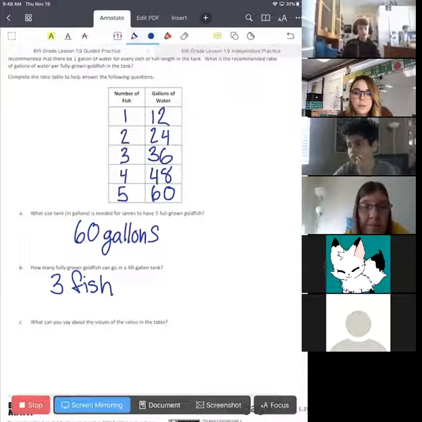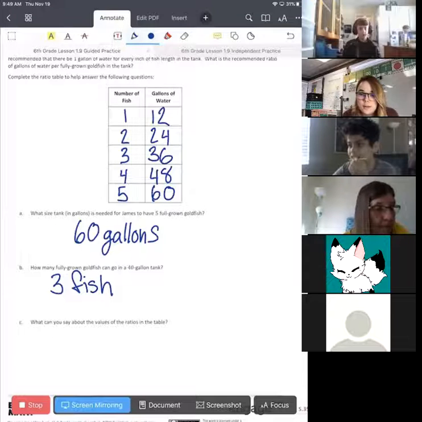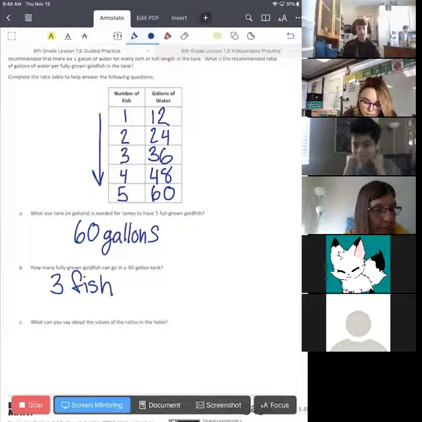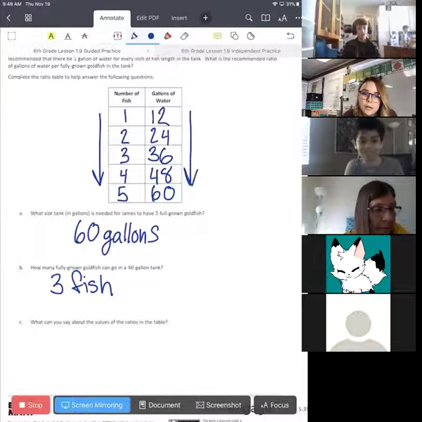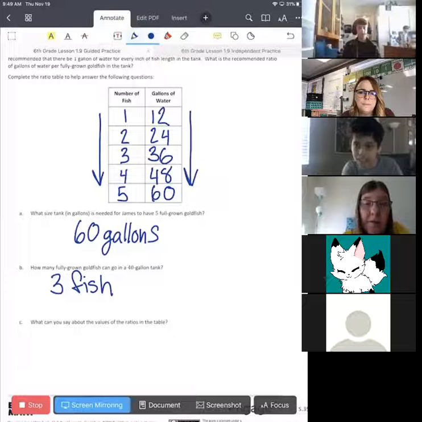And then for C, what can we say about the values of these ratios? Kind of the same thing that we said in the previous question. They're all equivalent ratios. There's a pattern. You can kind of choose what you want to say. That as our number of fish increases, our gallons of water increases, our gallons are multiples of 12, things like that.